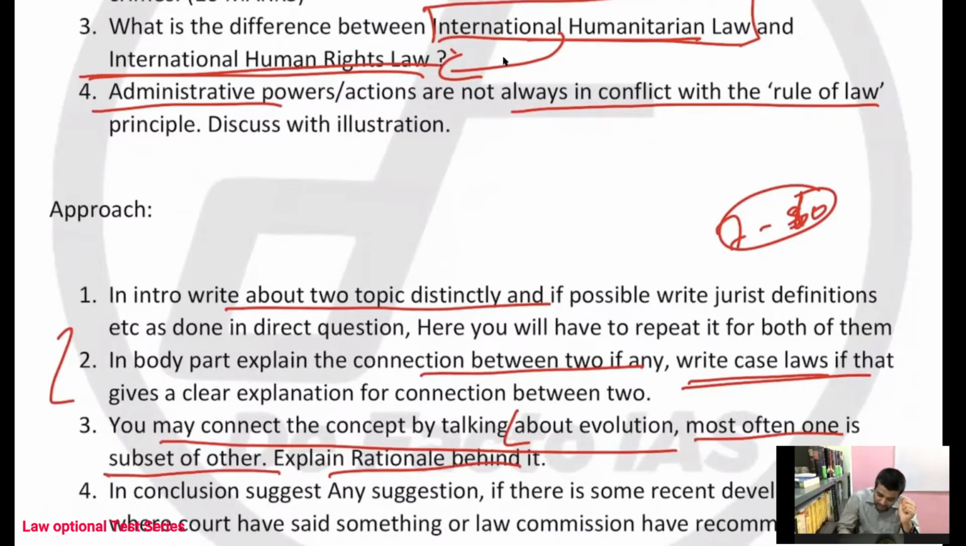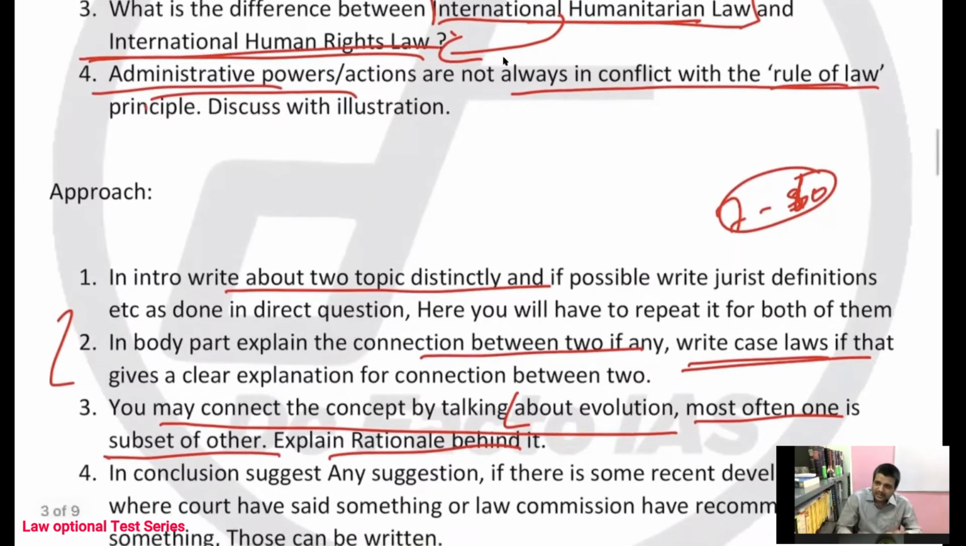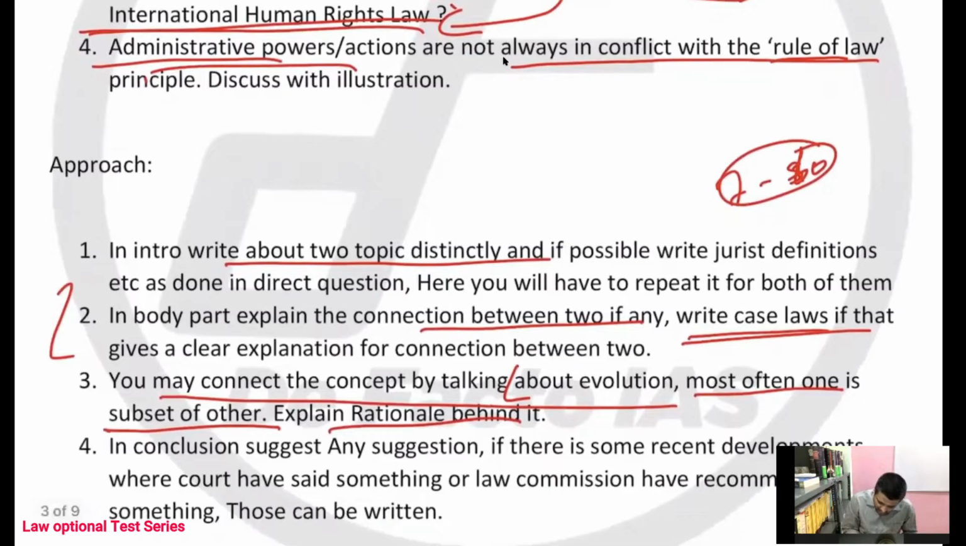Understand that point. Similarly, take rule of law and administrative power. Rule of law dictates that the law should rule, or that the doctrine of separation of powers should be there. But administrative law is needed because we do not have the exact doctrine of separation of powers. So administrative law evolved because the rule of law could not be guaranteed. It means most often, if there is a question combining two concepts, one is always a subset of the other, and you explain the rationale behind it. Now that obviously requires a bit of knowledge from your side to understand the concept behind it.